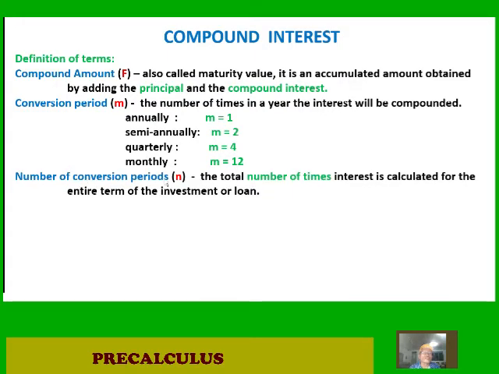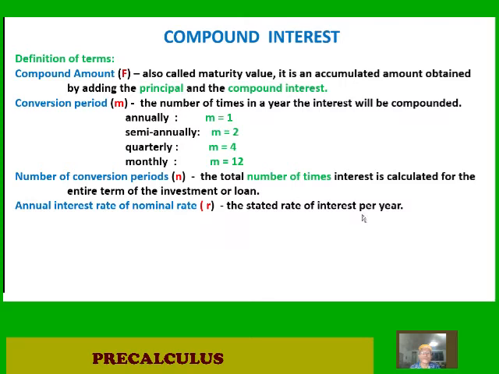Number of conversion periods, N: the total number of times interest is calculated for the entire term of the investment or loan. Annual interest rate, or nominal rate: the given rate, the stated rate of interest per year. Periodic rate, I: the interest rate per conversion period.